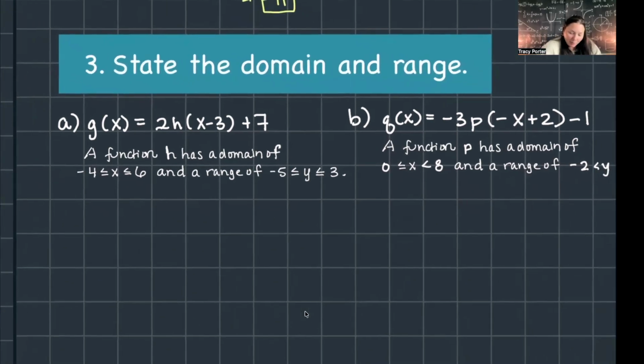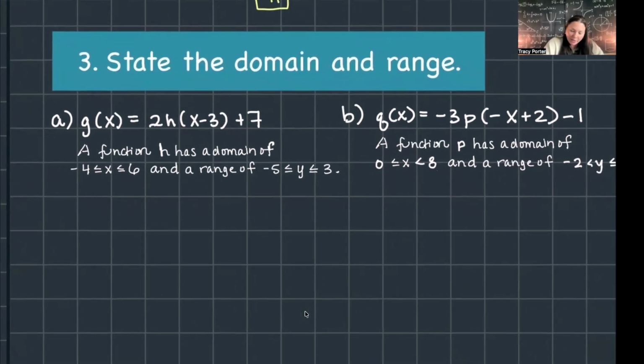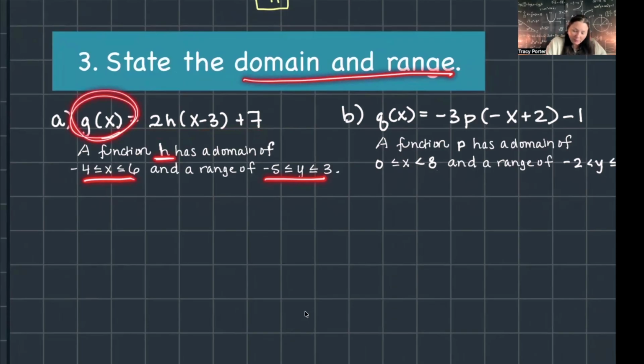Now, this last part, section 3, state the domain and range. This one is more popular in the AP pre-calculus class. So you're going to be given a function, so it has some transformations on it. But also, we know that h, the one that is being transformed, we have its original domain and range. So what we're going to do is find the domain and range of the resulting function, which is going to be g in this particular problem.